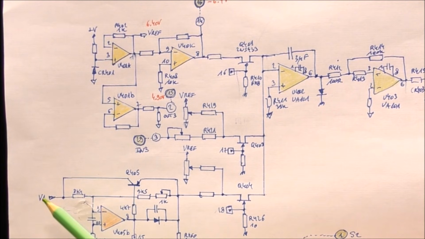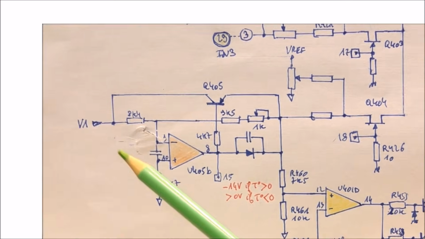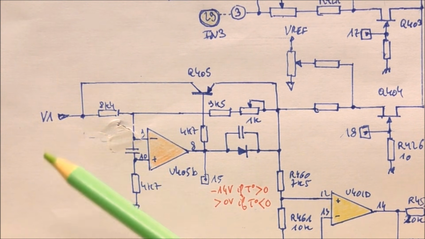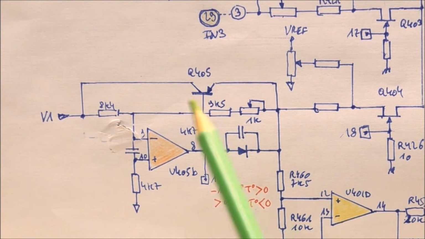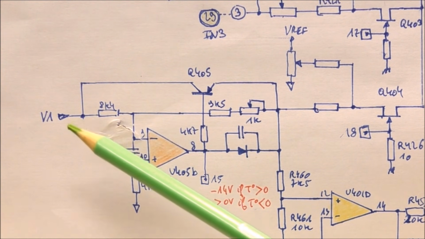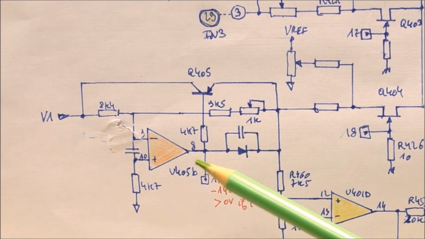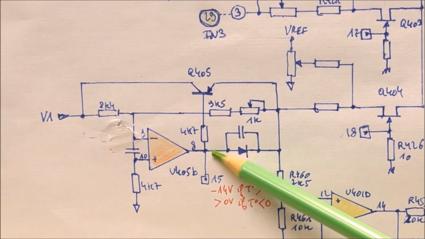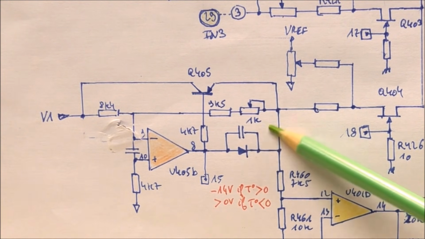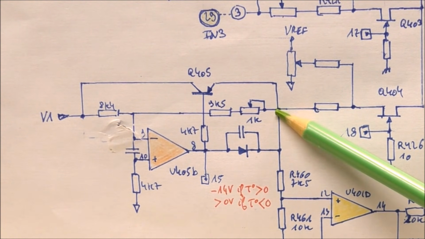This line is connected to the previous amplifier. Here we have a voltage corresponding to the temperature. This voltage can be positive or negative. And here we have a circuit which is actually an absolute value circuit. If we suppose that the voltage is negative at the input here, at the output the voltage will be positive. Therefore the diode will be forward biased. And therefore we have here an inverting amplifier.